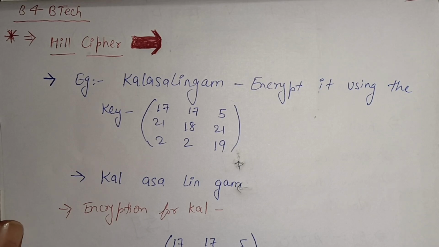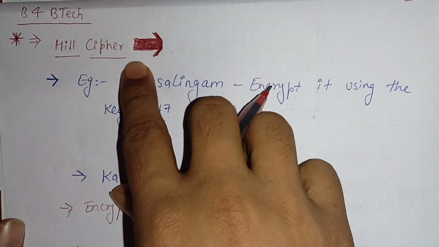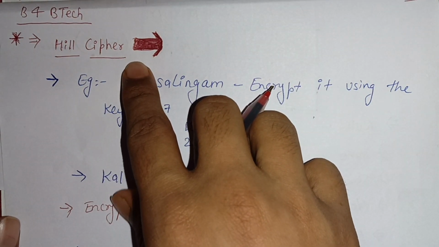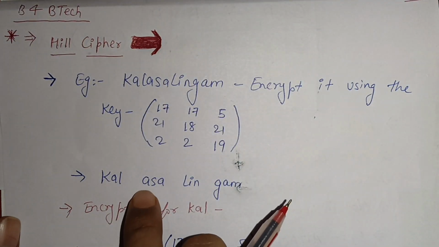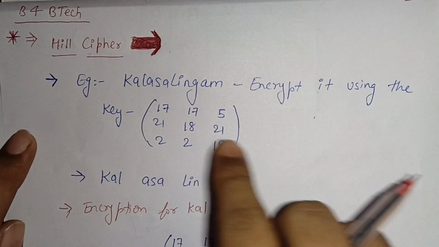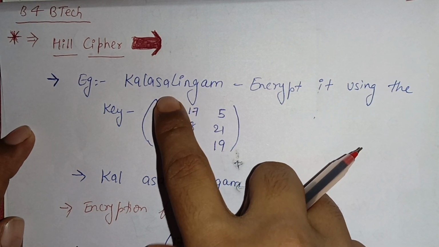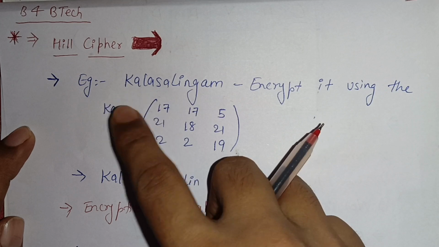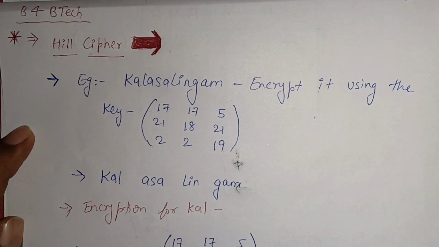So in this video we are going to see about Hill Cipher. So what is Hill Cipher? It is a substitution cipher that uses matrix multiplication to encrypt and decrypt the message. So here we have taken an example, Kalaslingam. By using this example we are seeing what is Hill Cipher and how it encrypts the message.